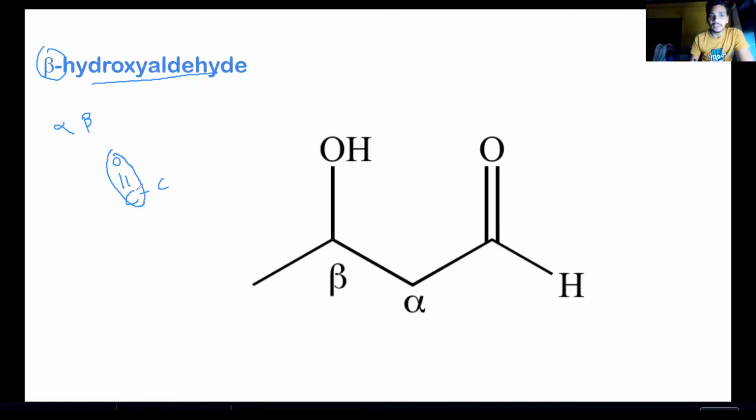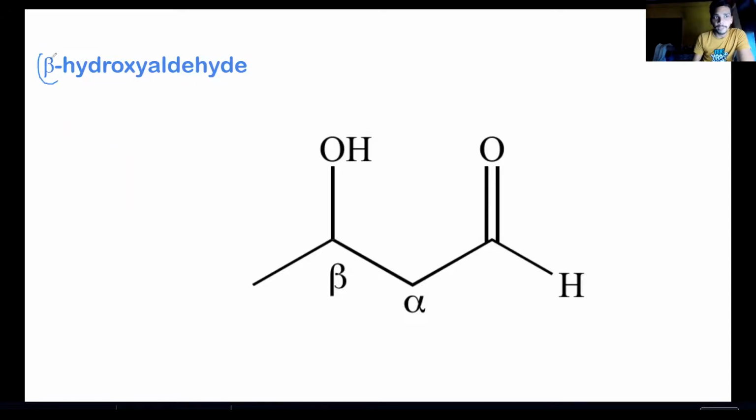The carbon adjacent to the carbonyl group is called alpha. The next carbon is called beta. So what is that? Where is a functional group? For any functional group, the carbon next to the functional group is considered alpha, and the carbon next to that is called beta. So alpha, beta, gamma will be there. This is a numbering system that we have to understand.